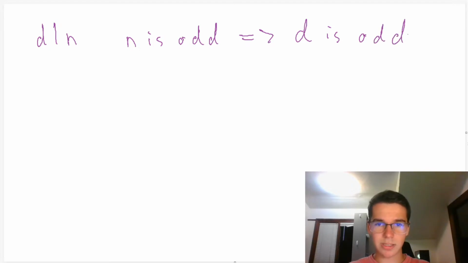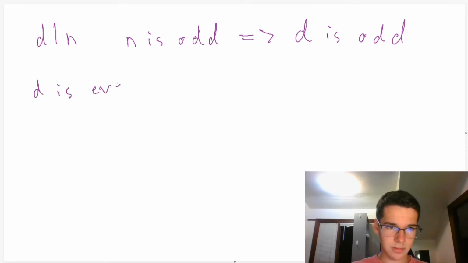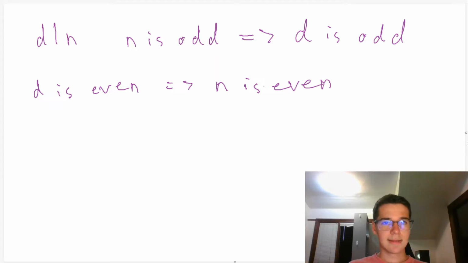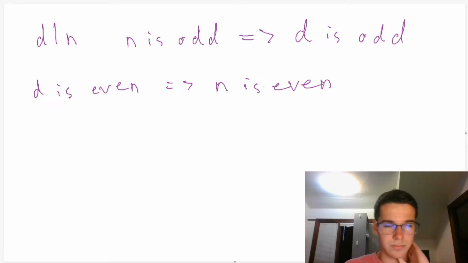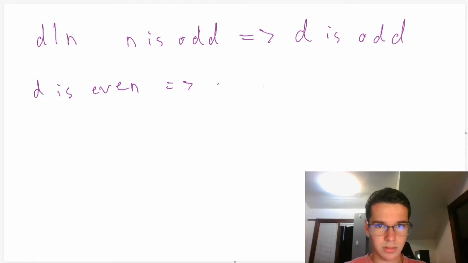And it turns out it's actually easier to prove the contraposition, which is basically if d is even, then it's the case that n is even. Okay, so yeah, it turns out that this is easier to prove. So let's get into the proof.